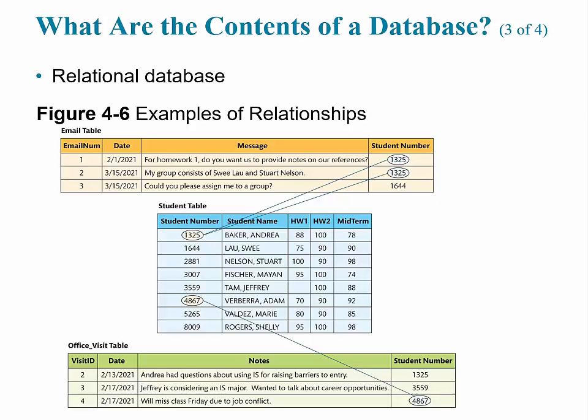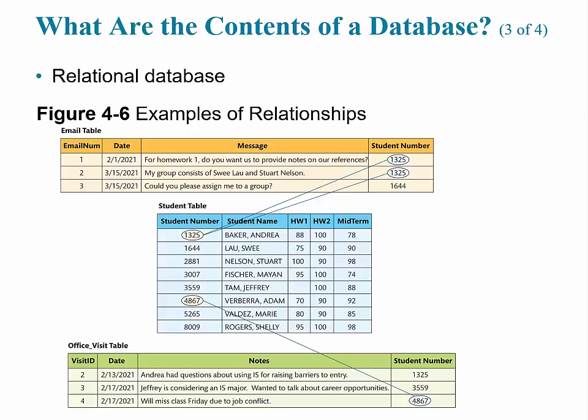So this figure shows examples of a relationship as well as a primary key and foreign key. We have three tables. Hopefully this is big enough so that you can see it. We have an email table, student table, and office visit table. Basically trying to show how those tables are related. The main table is the student table. If you look at the student table, we have student number as a primary key, meaning a unique key that identifies a record.